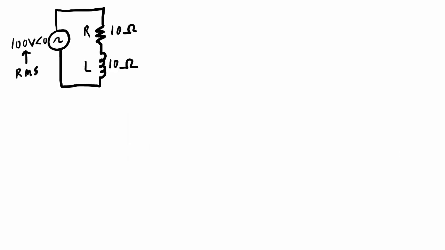So for this circuit, I want to calculate the real power that's used, the reactive power, and then finally the apparent power. I'm going to do the calculations in two different ways. I'm going to start off with calculating the total impedance of this circuit. Of course, the total impedance is the real component plus j times the reactive component. That's the value in rectangular coordinates. I can convert that into polar coordinates and I get 14.14 ohms with a phase angle of 45 degrees.